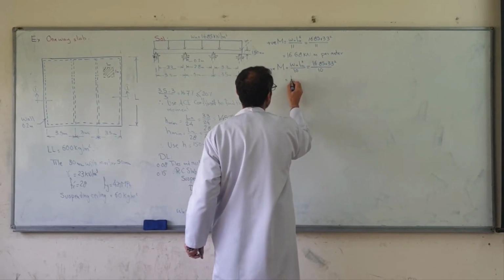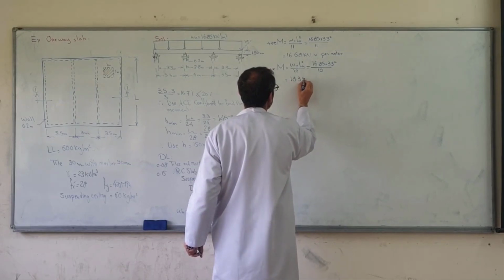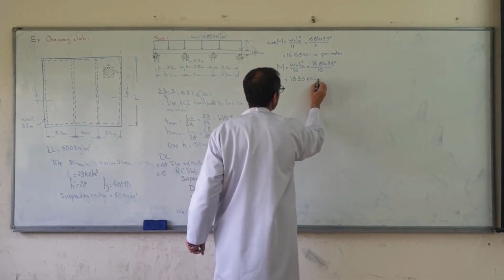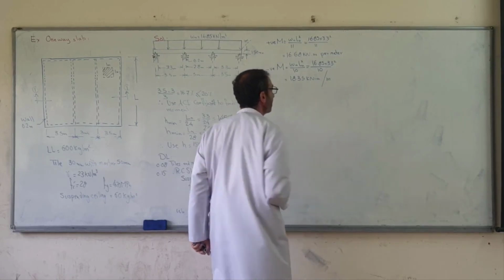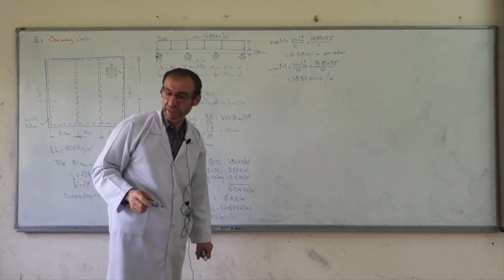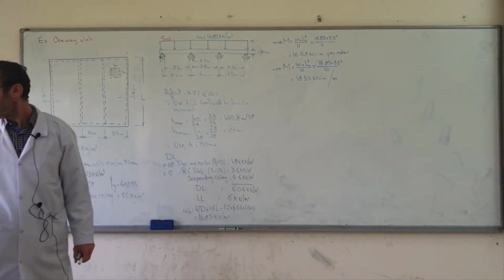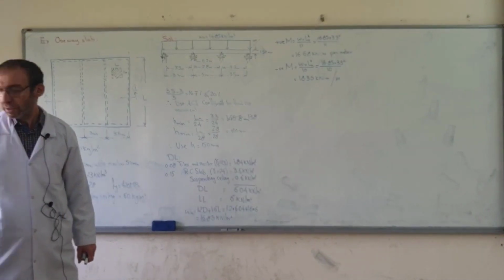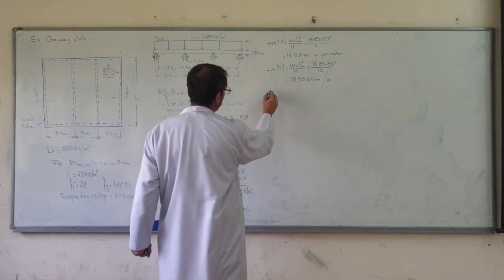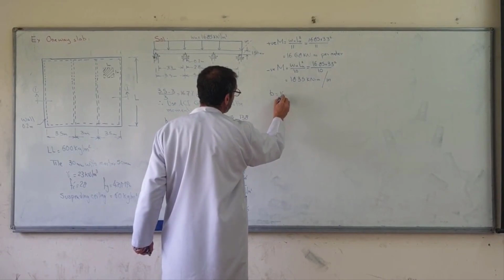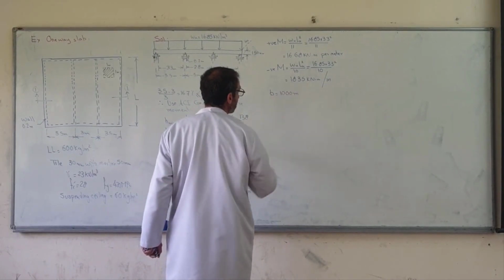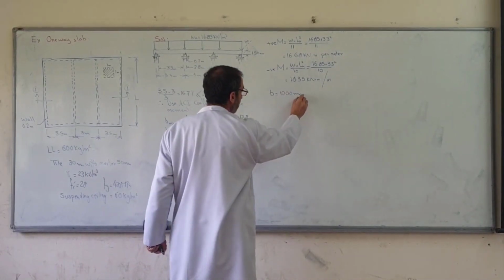Remember, this was 18.something kilo Newton meter. Sometimes we write it in this way, kilo Newton meter per meter. Then we found our B. Don't forget B is 1000 in the slab: 1 meter is 1000 millimeters.